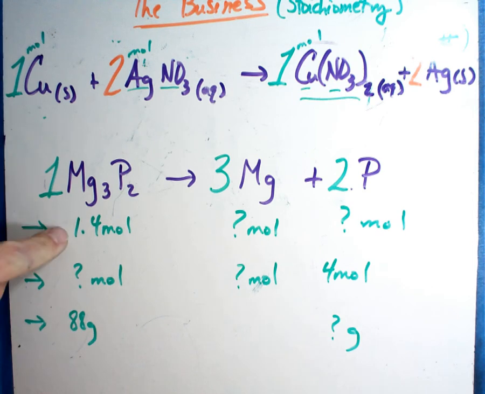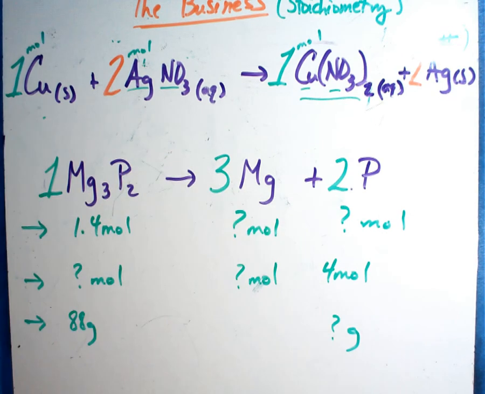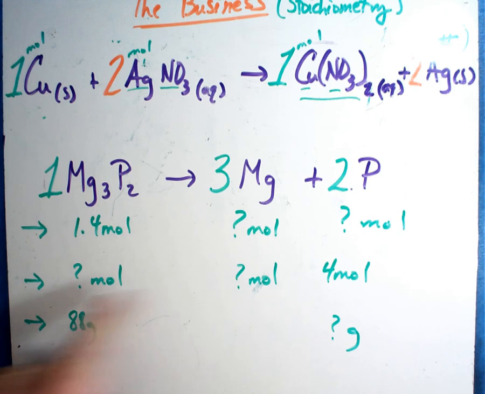Let's start with 1.4 moles. See if you can calculate how many of those moles and how many of those moles. And then the second question is completely different. Starting at 4 moles here, can you get this one and this one? And then in the third one, can you take 88 grams and figure that one in grams?